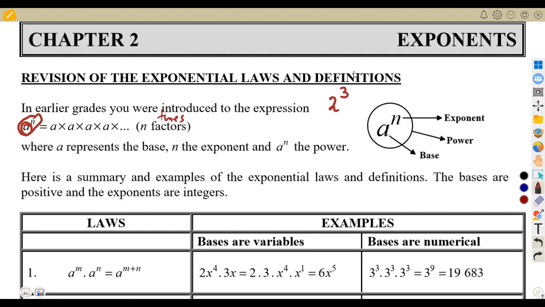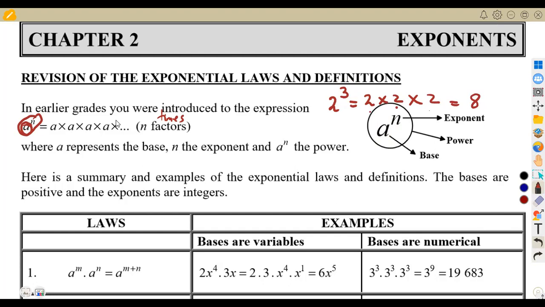So that means that 2 to the exponent of 3 is the same as 2 times 2 times 2, which is 3 times. The base, 2, multiplies itself. So it's going to be 2 times 2 times 2. 2 times 2 is 4, and 4 times 2 is 8. So we can do that.